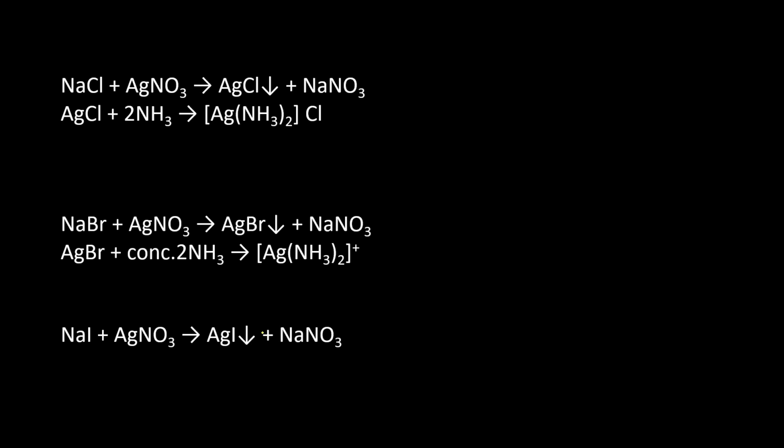And the third reason is that iodide is a very large anion and is highly polarizable. So the silver iodide has strong covalent character. Because of this covalent character, it is a strong bond. So it is difficult to break and form this silver amine complex. That's why the silver iodide does not dissolve in ammonia to form the silver amine complex.